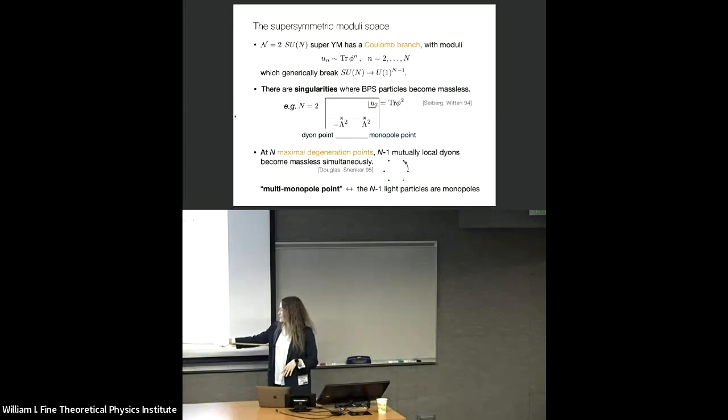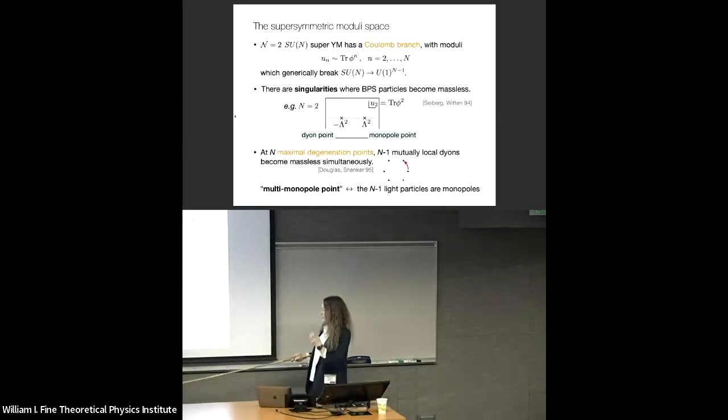So there are N such points. They're related by some Z_N symmetry that acts on the moduli space. And at one of these points, I'll call it the so-called multi-monopole point, the N-1 particles that are becoming light are monopoles in the sense that they each have magnetic charge 1 relative to one of the U(1) gauge group factors. So really the direct analog of the SU(2) monopole point. And then the other points are related by the symmetry on the moduli space. And at these other points, the states becoming light are dions.